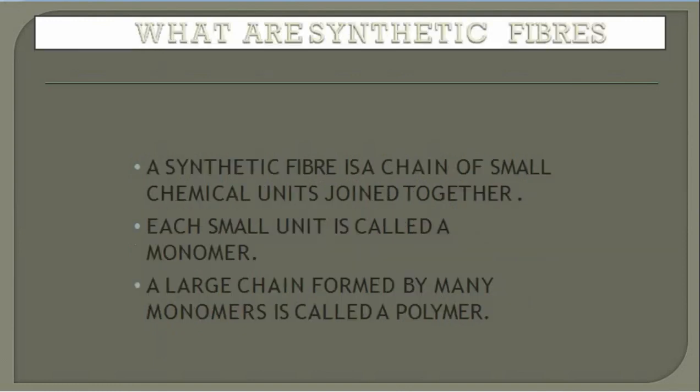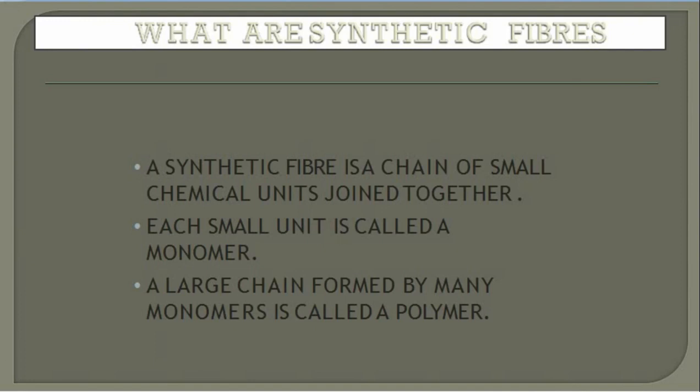Now first, what are synthetic fibers? A synthetic fiber is a chain of small chemical units joined together. Each small unit is called a monomer. So the monomer can be different, and these monomers are small units that when joined make a fiber, and these fibers are then turned into fabrics, and from that fabric we make clothes and we wear it.